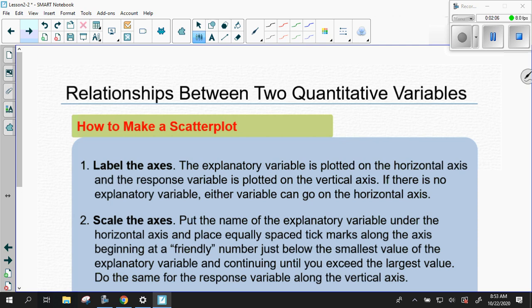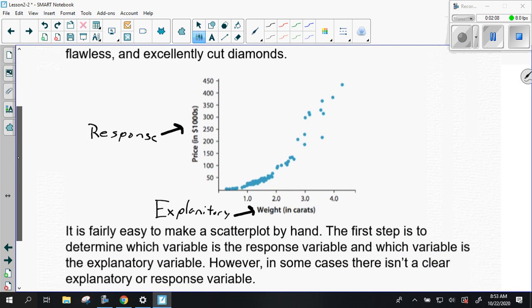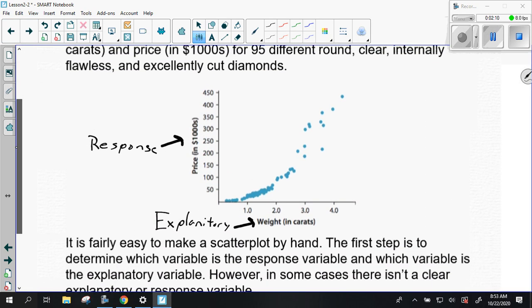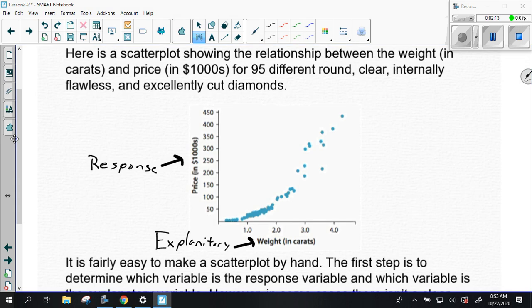All right, and then just one more thing before we move on. In algebra, you're used to seeing these called your dependent and independent variables, right? So this one, your explanatory variable, is the same thing as the independent variable, and this was called your dependent.